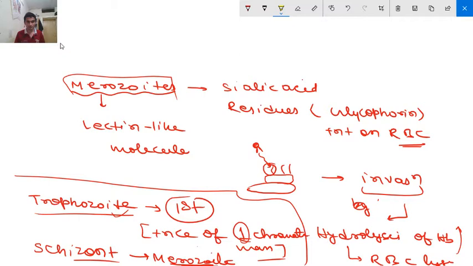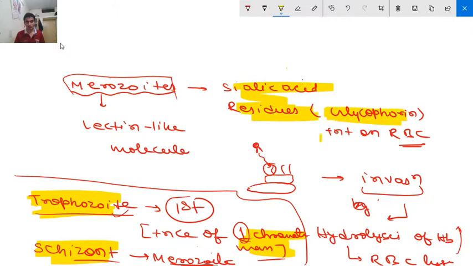The important MCQ questions are the trophozoites, the first. Okay, so the important question is this, the schizont, and on the basis of this chromatin mass. Okay, and sialic acid residues which are present on glycophorin, present on RBC, and lectin-like molecules. So these are the important points which you must focus on.